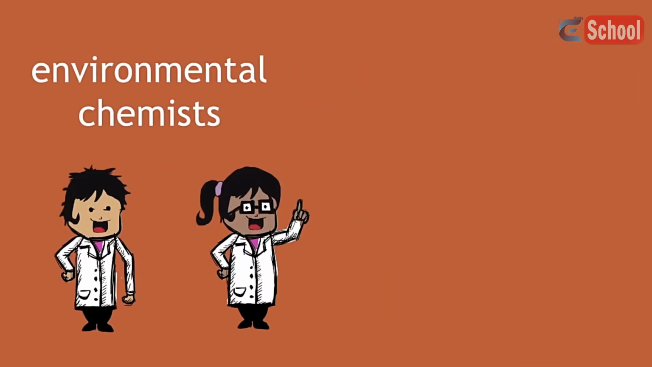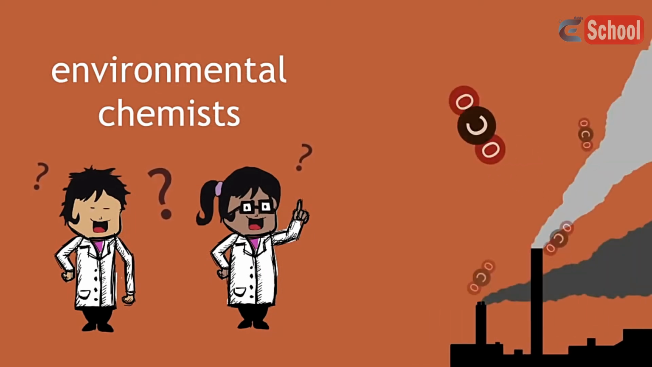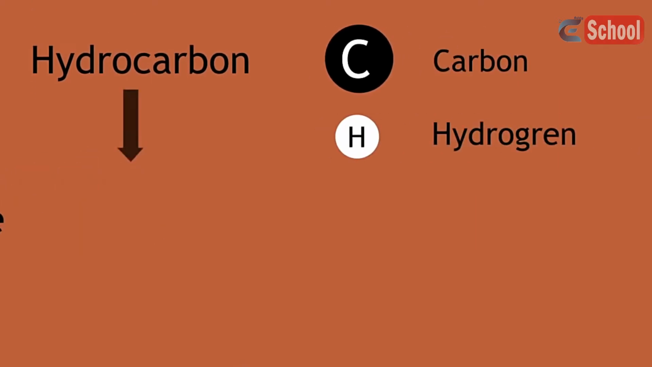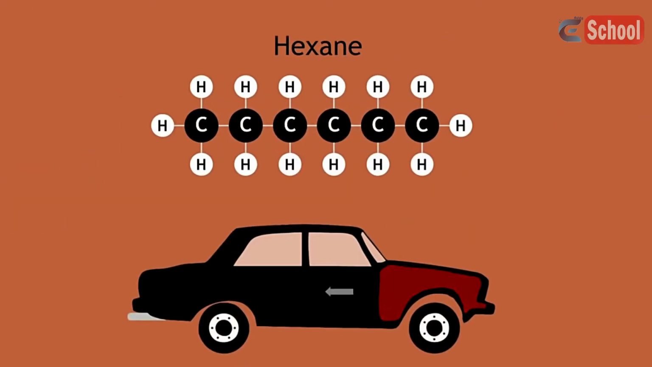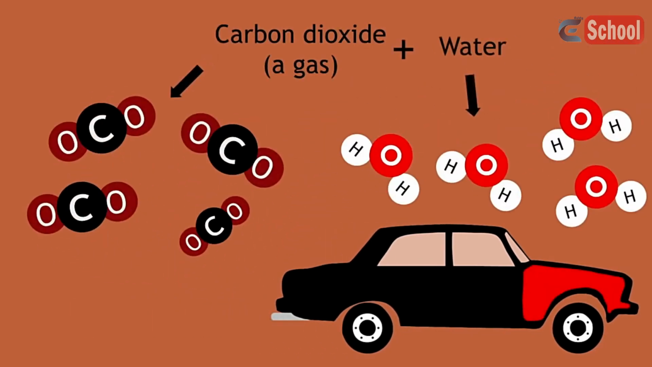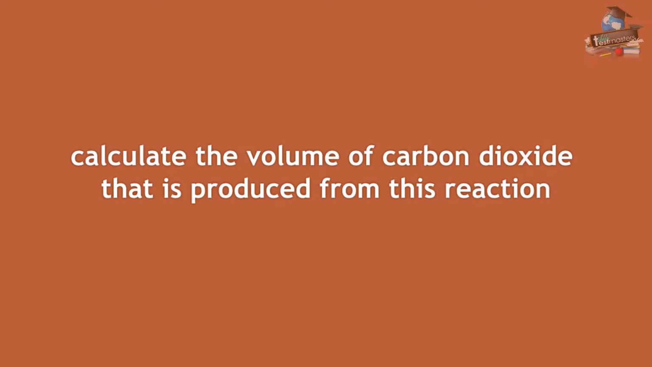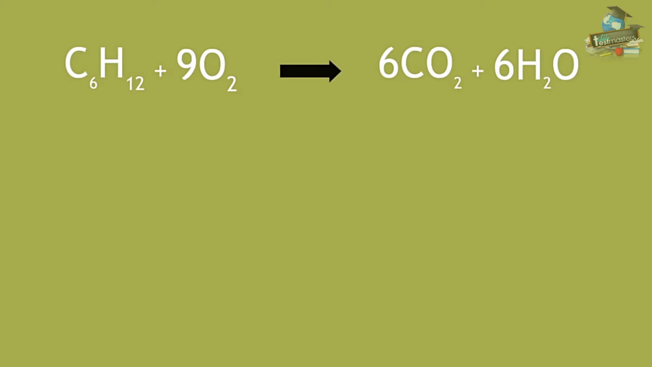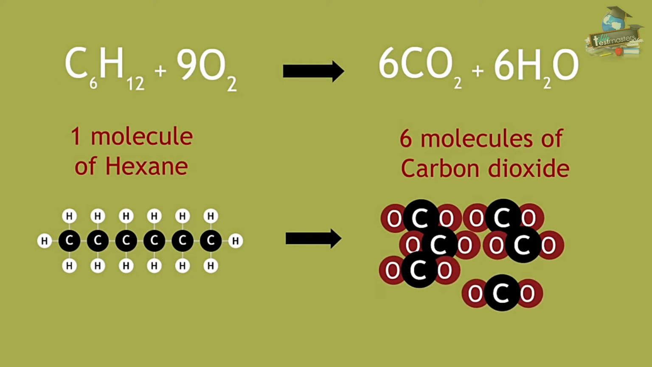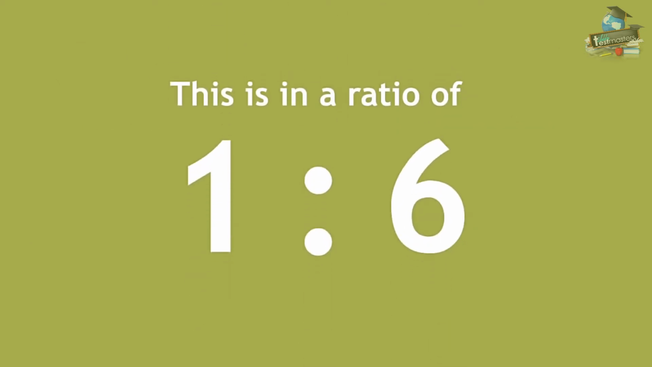In my previous video, we talked about environmental chemists wanting to know how much carbon dioxide is produced from burning of fuel. A major part of petrol is a hydrocarbon called hexane. When it is combusted in a car engine, it produces carbon dioxide, a gas, and water. We're going to try and calculate the volume of carbon dioxide that is produced from this reaction. The equation tells us that for 1 molecule of hexane, 1 mole, that's 6 molecules or 6 moles of carbon dioxide produced. So this is in a ratio of 1 to 6.